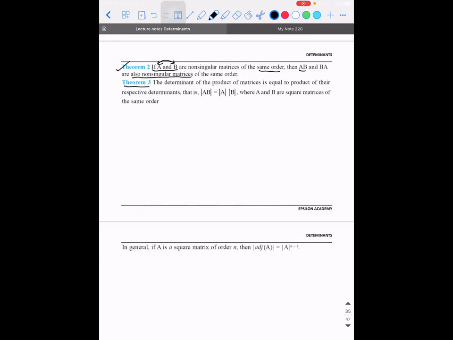So the determinant of the product of matrices is equal to the product of their respective determinants. That is, if you have two matrices A and B, and you do the product AB and calculate the determinant, that is the same as determinant of A times determinant of B, where A and B should obviously be square matrices for determinants to be defined, and they should be of the same order. Clear? So this is another point.